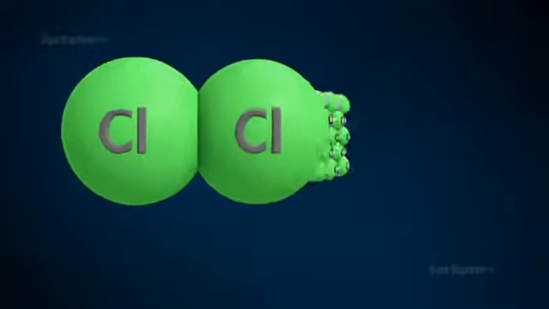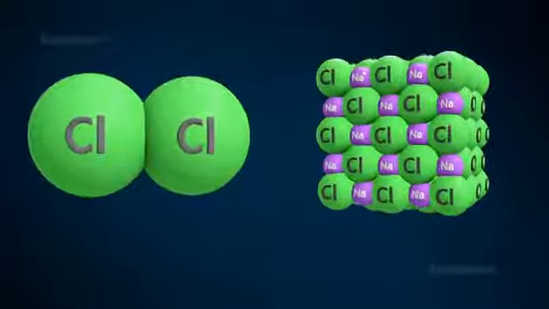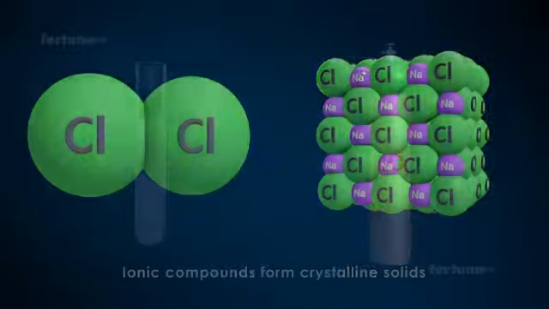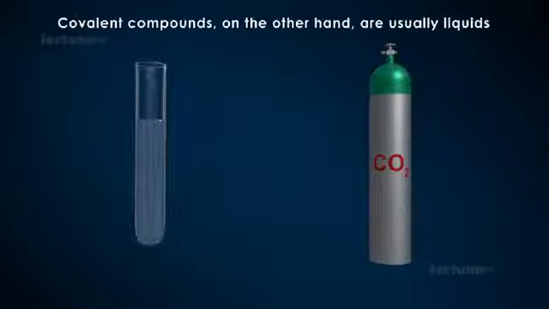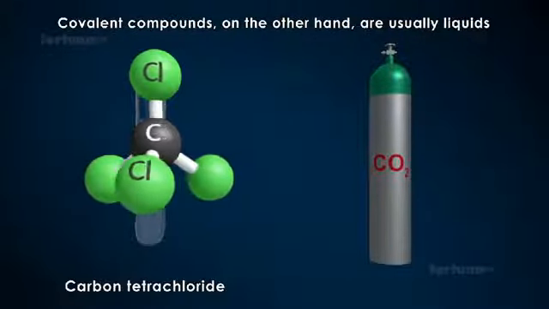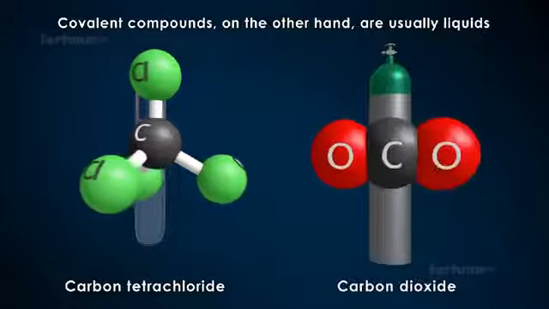Let's look at some of the differences between covalent and ionic compounds. Ionic compounds form crystalline solids. Covalent compounds, on the other hand, are usually liquids, such as carbon tetrachloride, or gases, such as carbon dioxide.